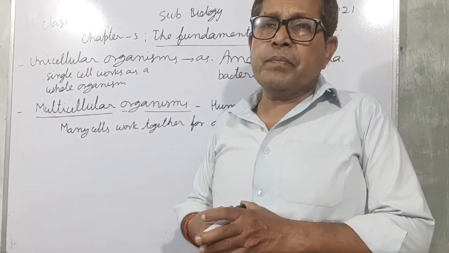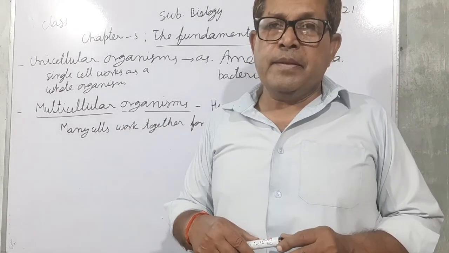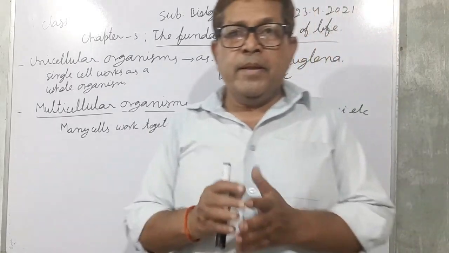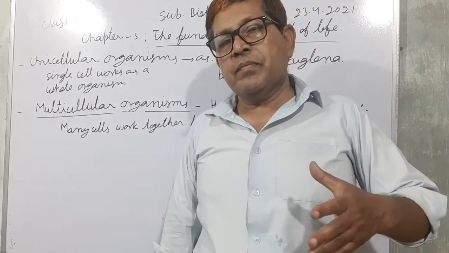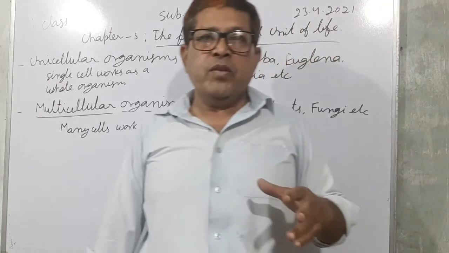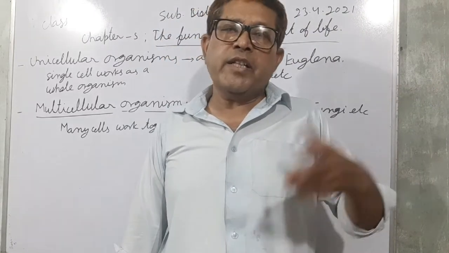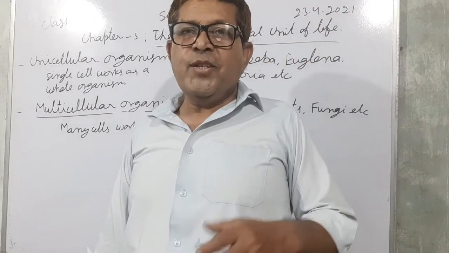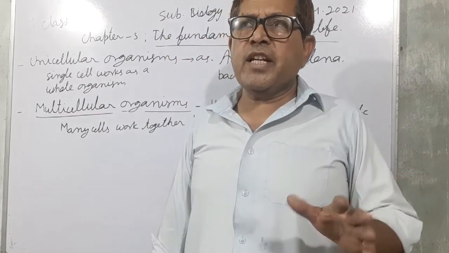So here there are variations in the shape of the cells, because in this case division of labor is present. One type of cell is involved in digestion, one in respiration, one in nutrition, one cell for sensation, one cell for reproduction. So many functions are there, so many variations are there.